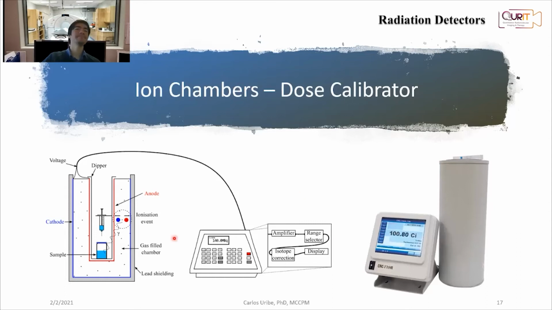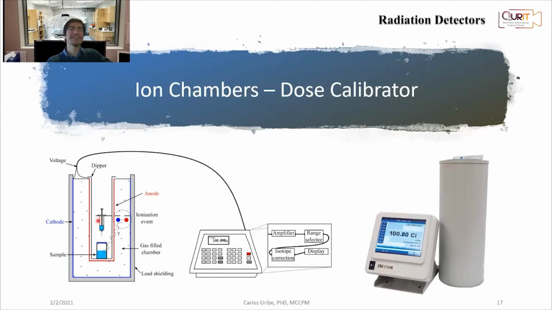So, this is how an ion chamber for the dose calibrator looks. You have the cathode out here, the anode is right in here, and you have the argon gas inside. You put your sample inside the dose calibrator, here represented by the syringe, or you can put a vial.